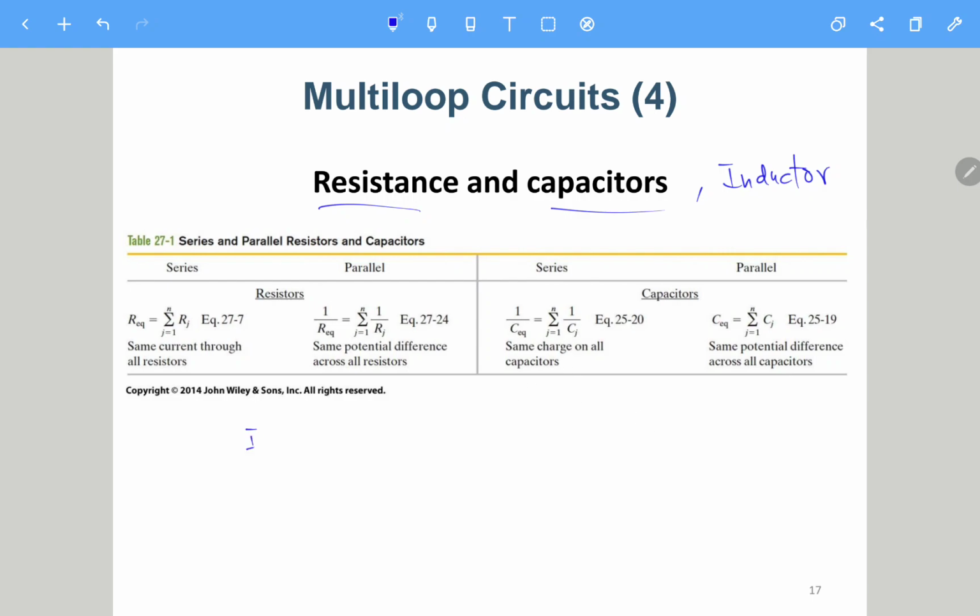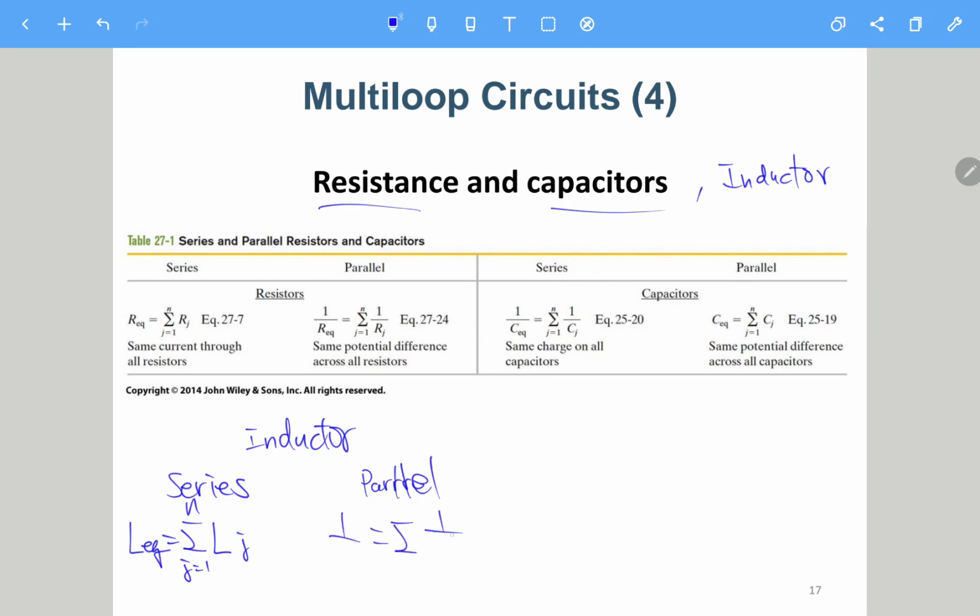So for the inductor, we should take the left side. If we have series inductors, L equivalent will be the summation of Lj, j from 1 to n. And if we have parallel inductors, then we should take the reciprocal of the inductance, take the sum, and then take the reciprocal again. So you should take the left side.